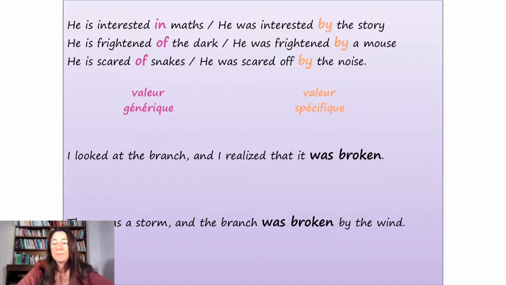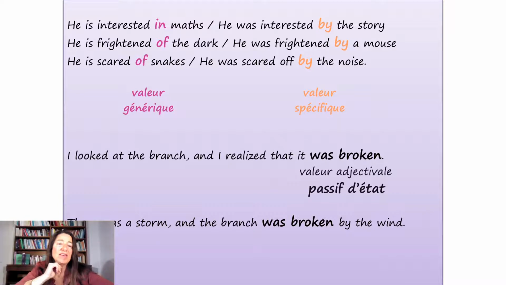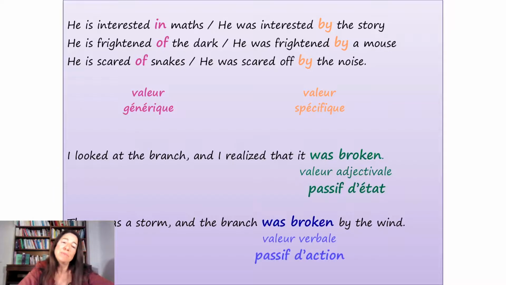So what's the difference? Well, the difference is the fact that in the first case here, broken is a past participle that has the value of an adjective. Therefore, it is not a real passive voice. It is a state passive voice. And in the second case, when you say the branch was broken, you can tell, and that's interesting, because it is a real passive voice because it really expresses an action. The past participle here, broken, really has a verb value and expresses an action. So it's a real passive voice. Isn't that interesting?